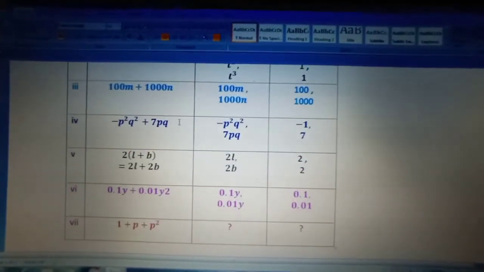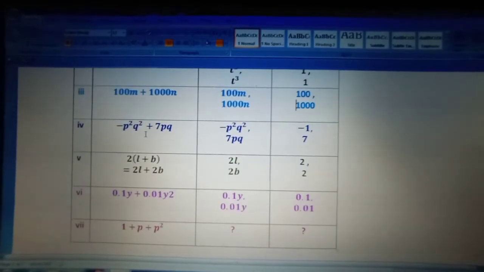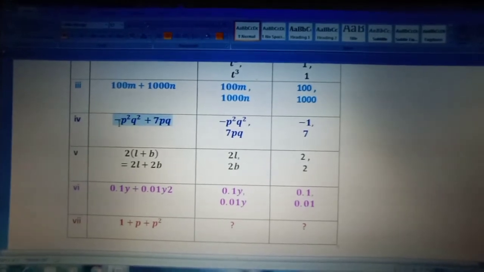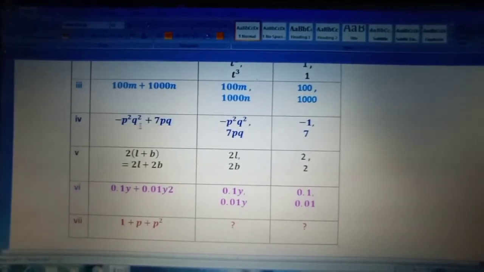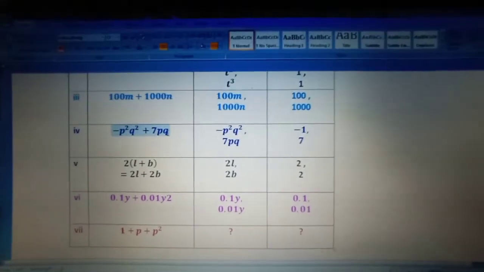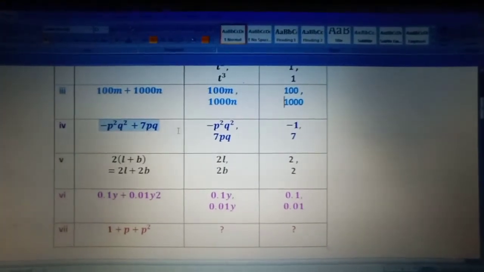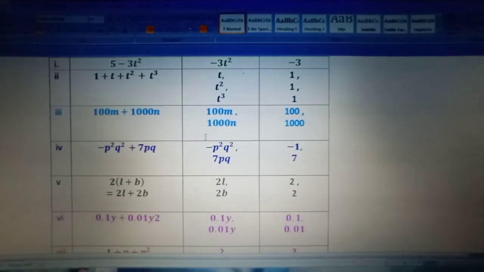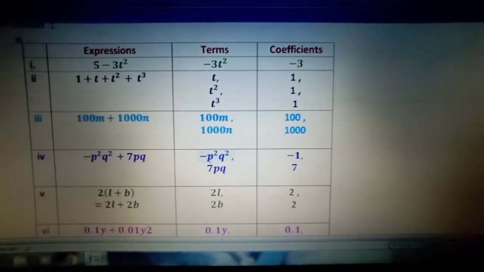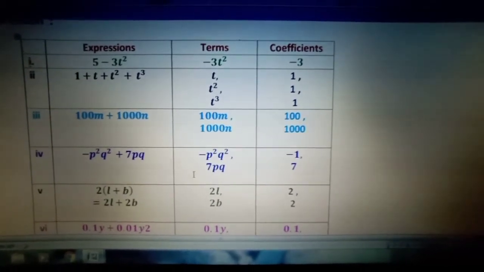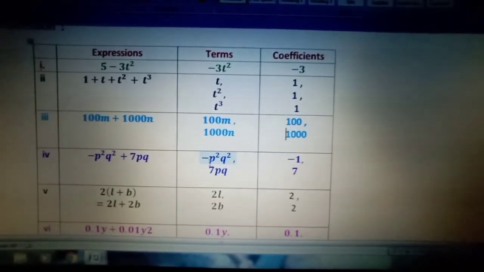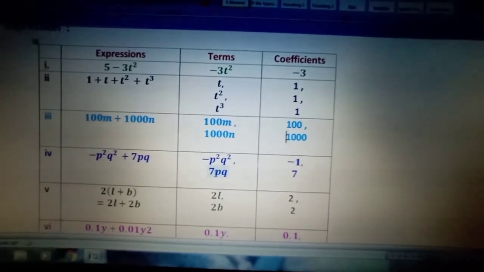Now see here the question number 4, minus p square q square plus 7pq. Here the variable in this term is p square q square, and in this term the variable is pq. So in these two terms we have to mention the terms separately: minus p square q square and plus 7pq. Now see what is the numerical value of minus p square q square. It is minus 1, and here it is very clear, 7.